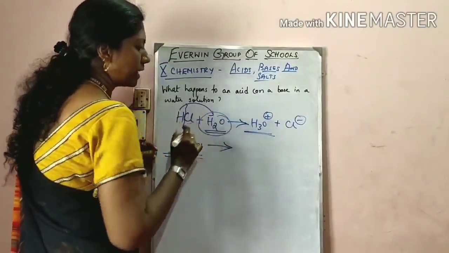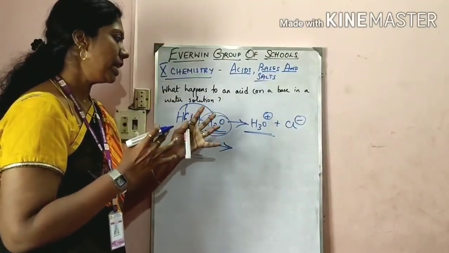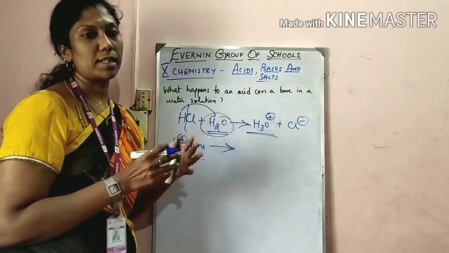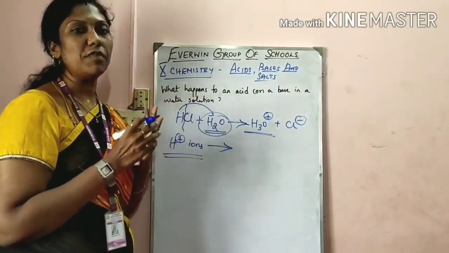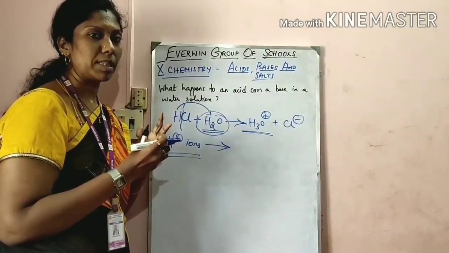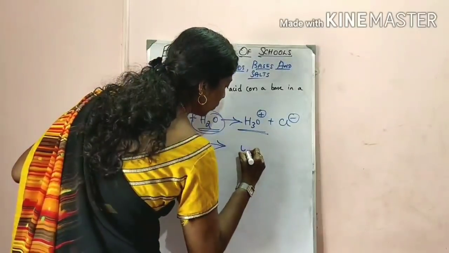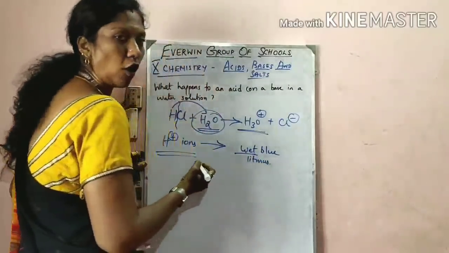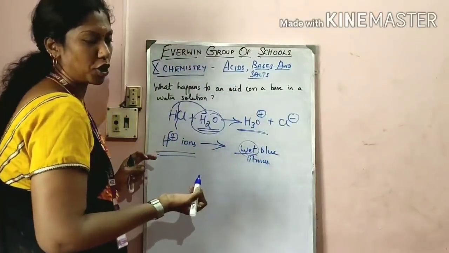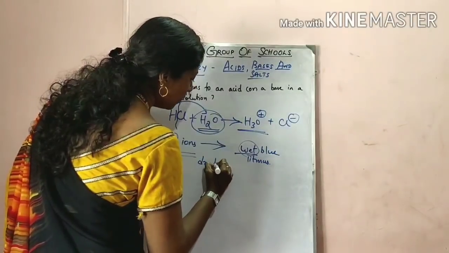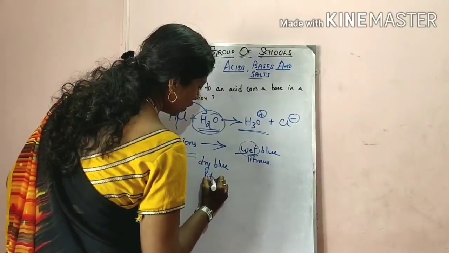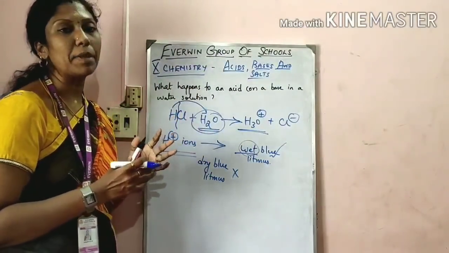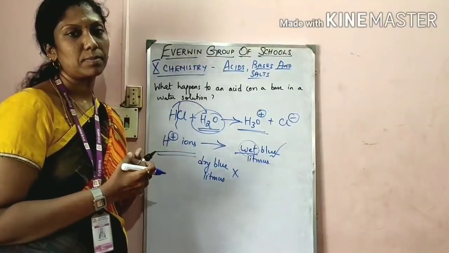If the water or the aqueous medium is not supporting the hydronium ion, it will not show the color change. So what is the answer for the question? Whether there will be a color change in wet blue litmus or dry blue litmus? The color change will be only in wet blue litmus because of the presence of aqueous medium or moisture, whereas dry blue litmus will not show any color change. This is the inference of what happens to acids in aqueous mediums.